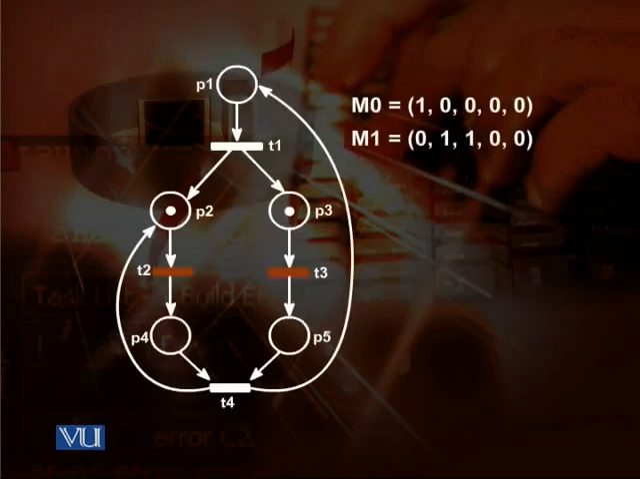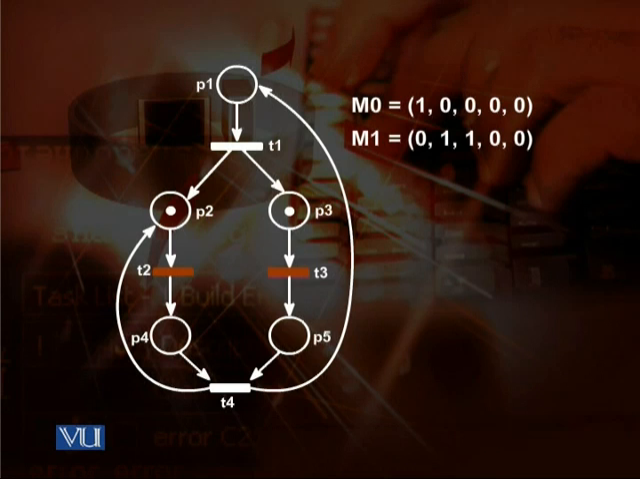So now we have done that, and as you can see, we have a token in place P2 and P3, and the transitions T2 and T3 are now enabled. Now we can write this vector M1 is equal to 0 1 1 0 0, which denotes this particular position or this situation in this Petri net.